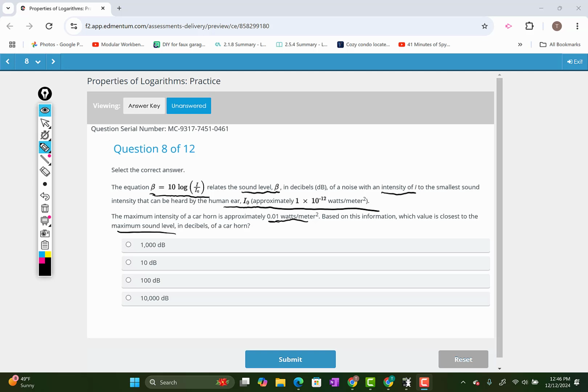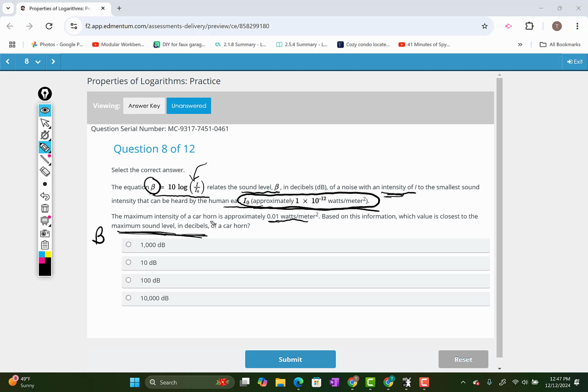So we discussed this a little bit already, but I sub 0 is 1 times 10 raised to the negative 12 power in this problem. The question wants us to find the maximum sound level in decibels. Well, that means we are finding beta. That's what we're trying to find in this problem. So that must mean they give us I. I is just the noise intensity in this problem. So they give that to us somewhere.